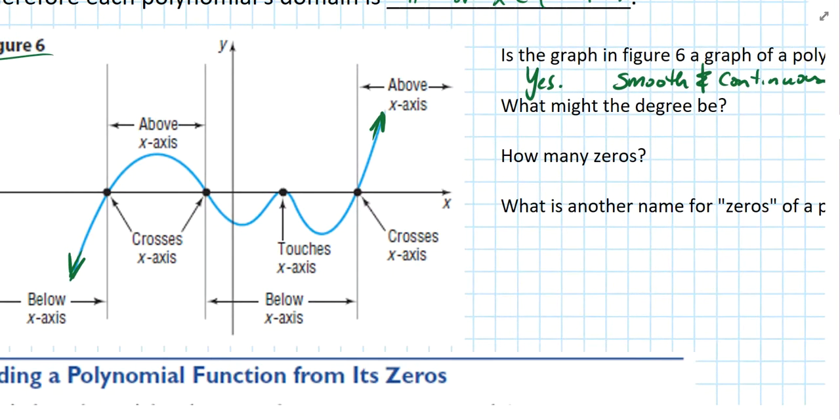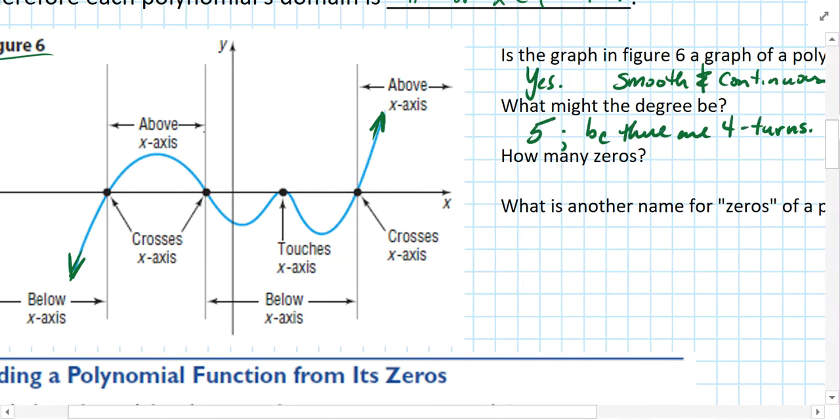Based on the graph, could you estimate or guess what the degree might be? Well, this answer requires some prior knowledge, and the answer I would go with is 5. We would say that this is probably a degree of 5, and that's because there are 4 turns or direction changes in this graph.